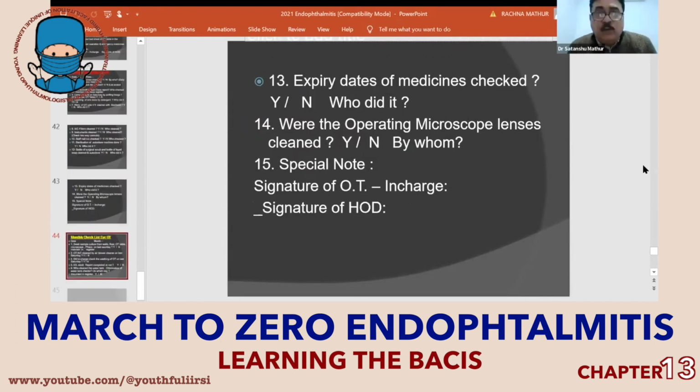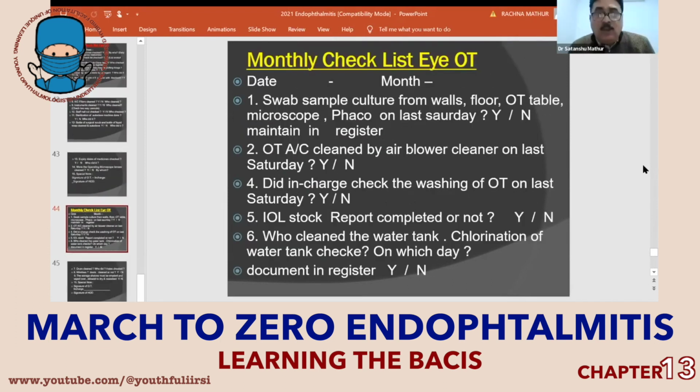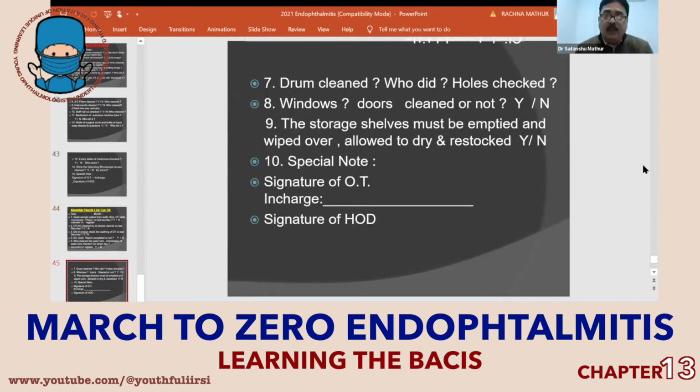This is a monthly checklist. Who took the sample culture from the wall? Is the OT AC cleaned or not? Did the in charge check the washing of the OT last Saturday? Is the IOL stock report completed or not? So this should be monthly. Who cleaned the drum? This should be signed by the OT attendant, the OT in charge, and also by the doctor. This will make them aware of the things they have to do.